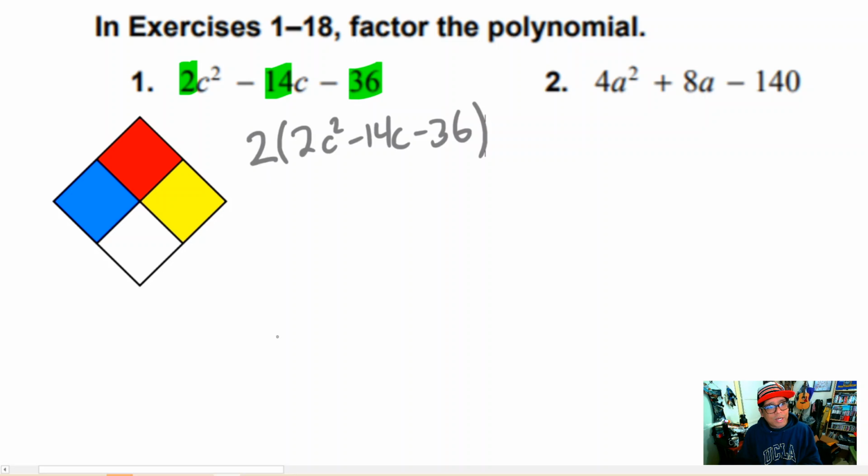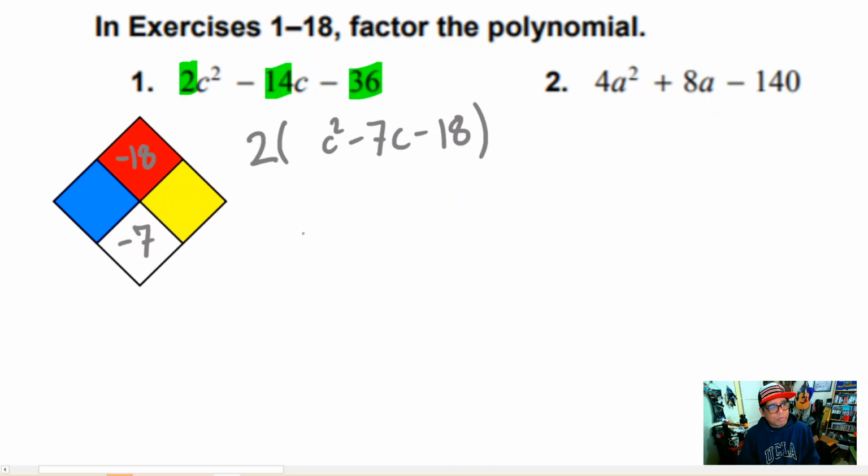So 2 divided by 2 is 1. 14 divided by 2 is 7. And then 36 divided by 2 is 18. So that makes things a little bit easier for me. We don't need that 1 anymore. And now this turns into a regular factoring problem. So up on the top, we'll put a negative 18. At the bottom, we'll put a negative 7.